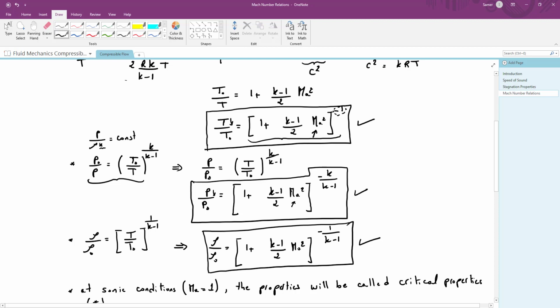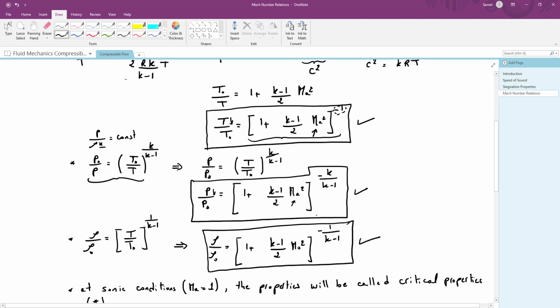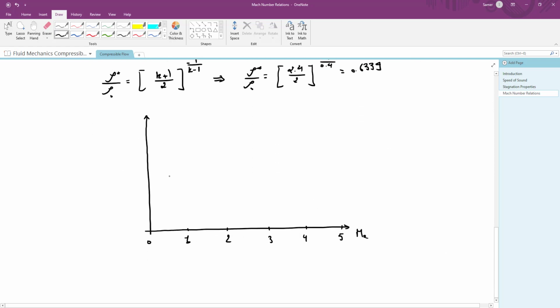However, we expect that the temperature will exhibit the slowest decrease with respect to increasing Mach number, followed by the density variation, and the fastest decrease in pressure with respect to the Mach number, since the pressure has the highest power as absolute value. So if you want to draw these curves, at Mach number equal to 0, we have stagnation properties. So the ratios rho over rho 0, P over P0, T over T0 will be equal to 1.